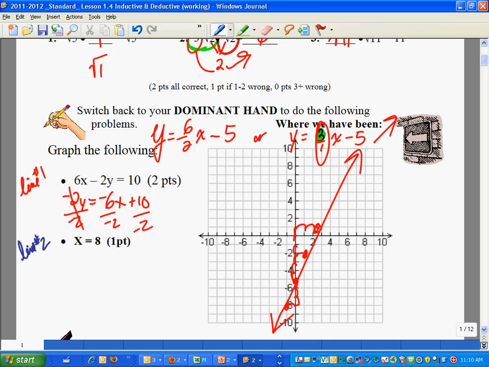X equals 8 looks like so. It's 8 comma something, so it's all the points where X is 8. The easiest way to do this is just to graph a bunch of points that have an 8 in the X. So 8, 0; 8, 1; 8, 2; 8, 3; 8, 4; 8, 5; 8, 6. And this, my friends, is X equals 8.